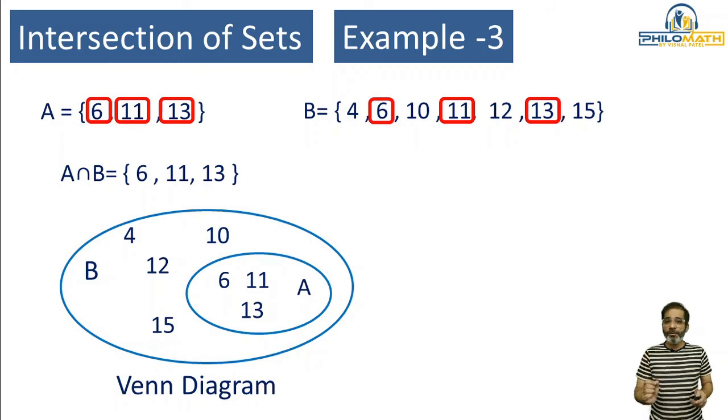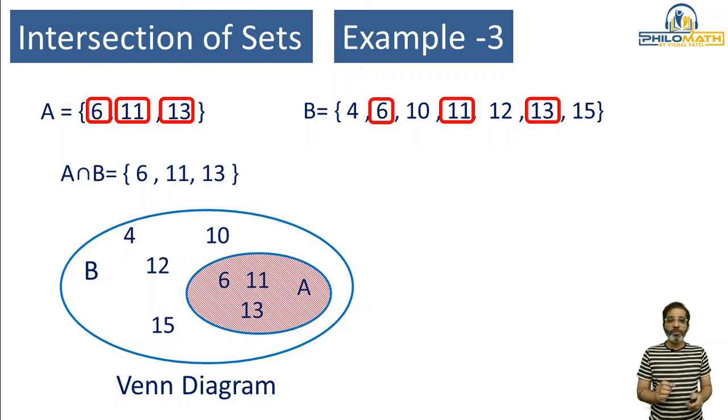Now what do we have to shade, students? We have to shade the intersection part. What is the intersection part? Only 6, 11 and 13. So what am I going to shade? I'm going to shade only the inner set, that is set A. So this is how we draw the Venn diagram for A intersection B.